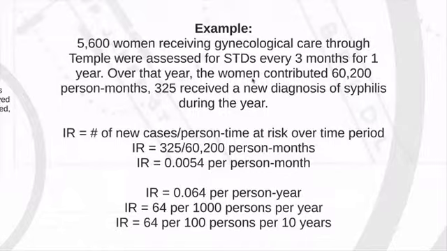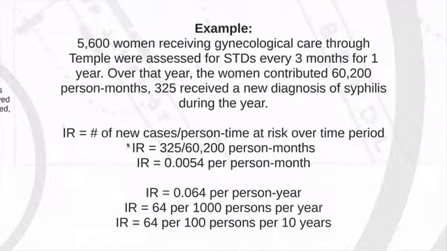And so we don't want them contributing person time during a period at which we don't know that they remained at risk. So this 60,200 is less than the person time that this cohort of 5,600 women would have contributed if they had all been at risk and followed for the entire 12 months. So among this 60,200 person months, in this study, 325 women received a new diagnosis of syphilis during the year.